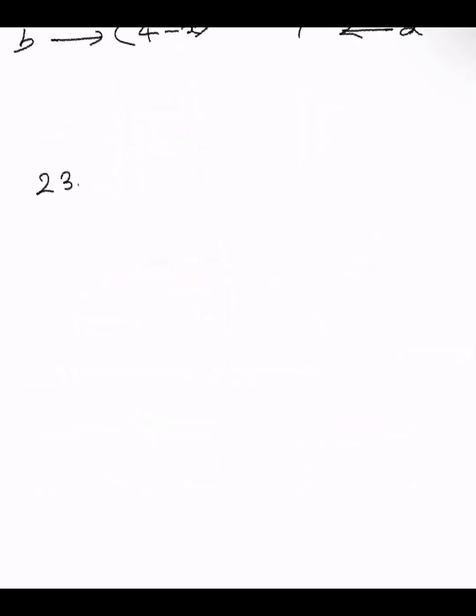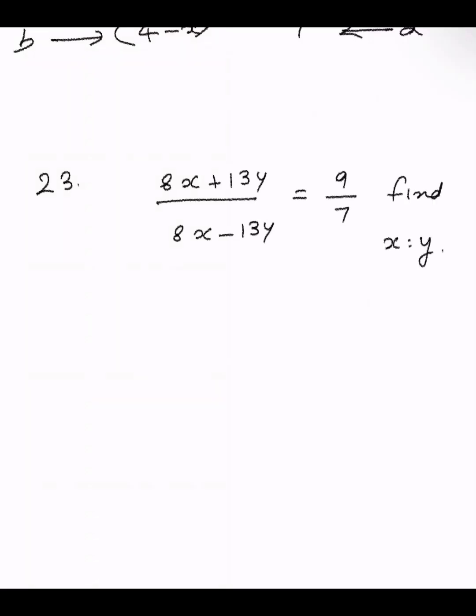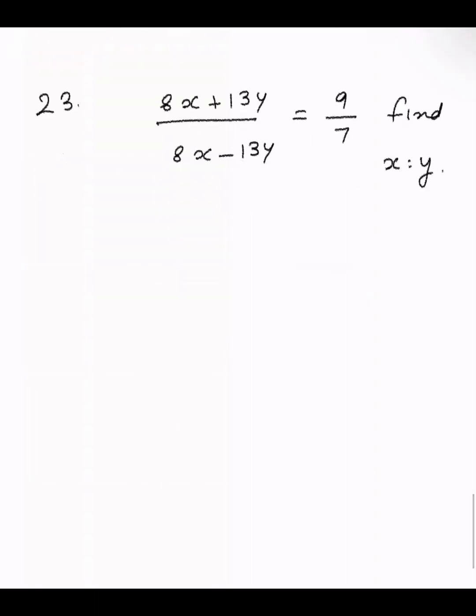If the question is, if 8x plus 13y divided by 8x minus 13y equal to 9 by 7, find x is to y. So this is the question: 8x plus 13y divided by 8x minus 13y equal to 9 by 7. Find x is to y. Here, you can apply componendo and dividendo.